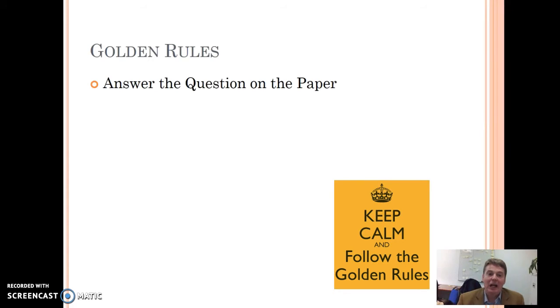So, golden rule. The first golden rule is always answer the question on the paper. Don't answer the question you hoped would come up, answer the question that came up. It's really frustrating if somebody answers the wrong question. They provide this beautiful answer, but it's not actually to the one that's on the question. The assumption that the examiner sometimes makes is that they just learned it off and they haven't even tried to answer the question.